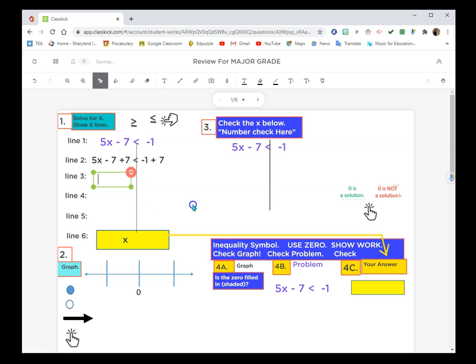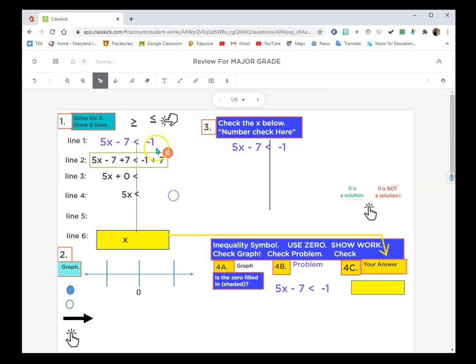If I solve my left-hand side, I'm going to end up with 5x plus 0. A -7 plus 7 is 0. Then from this line, 5x plus 0 is 5x, 5 times x. A letter next to a number means to multiply. If you want, we can go ahead and type in the symbol separately. So we can type in a less than right here.